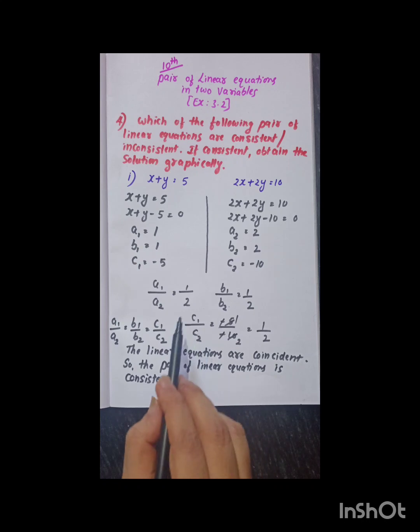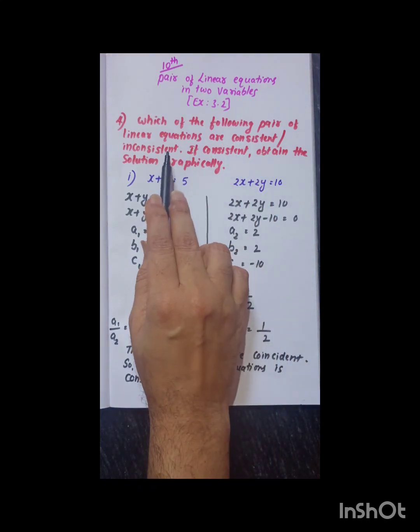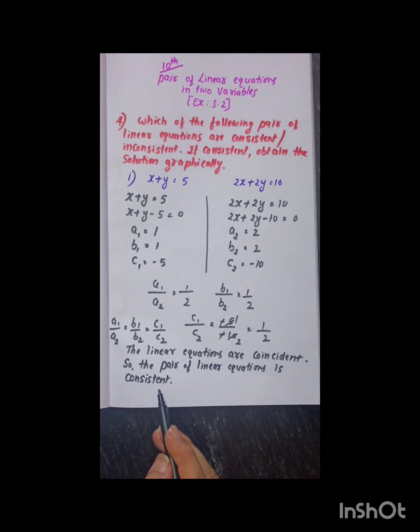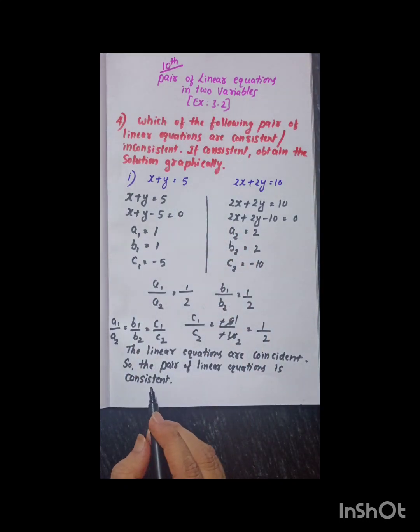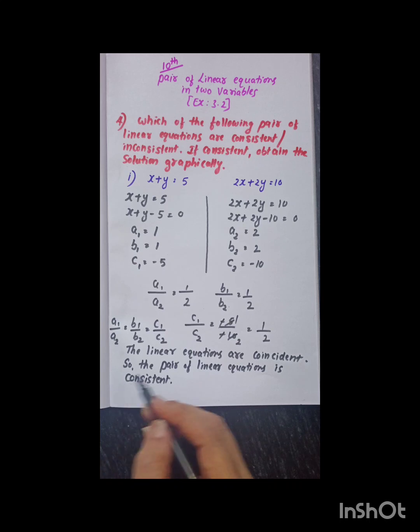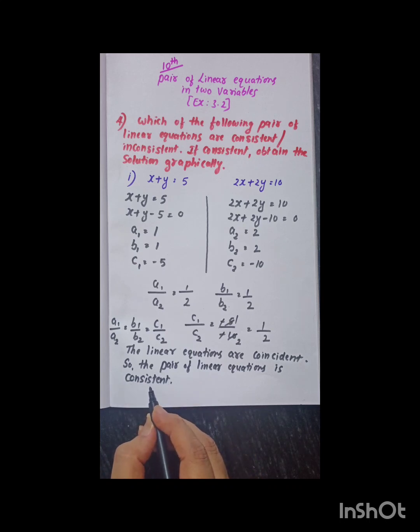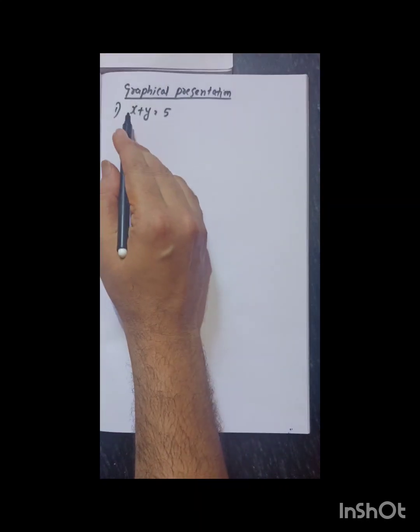Here in the problem it is asked to find out first whether it is consistent or inconsistent. We got the answer that the equation is consistent. So if consistent, obtain the solution graphically. If the equation is consistent, then only we have to solve the problem graphically. Here the problem is consistent. Now we have to show it graphically. Let's do the graphical presentation.